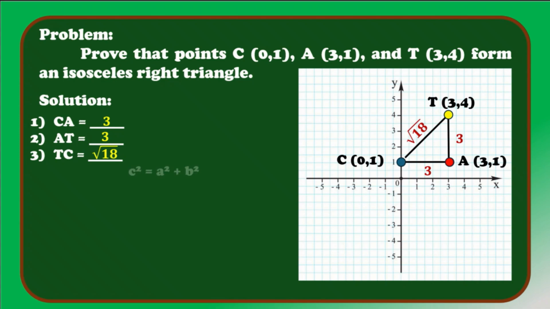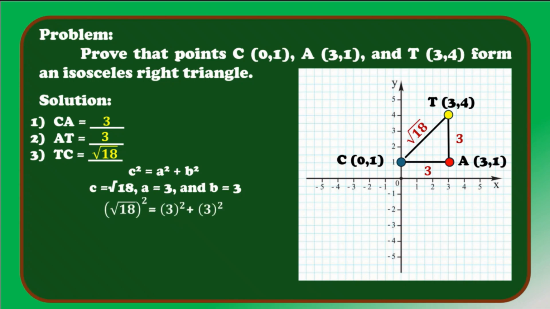Now, in order for us to conclude whether it is an isosceles right triangle, we're going to apply the Pythagorean theorem. It is stated that c squared is equal to a squared plus b squared. Before we proceed, based on our observation, the square root of 18 is the hypotenuse, the longest side of our triangle. And both side CA and side AT have the same measurement of 3. Okay, so let's proceed. So c will be equal to the square root of 18, and sides a and b will be equal to 3. So let's proceed to substitution.